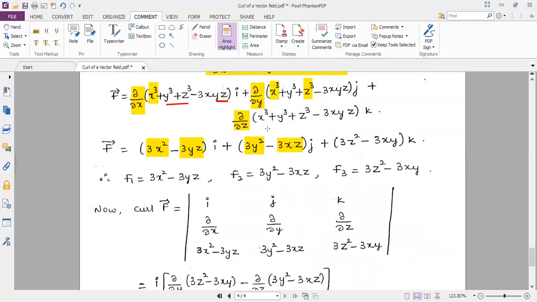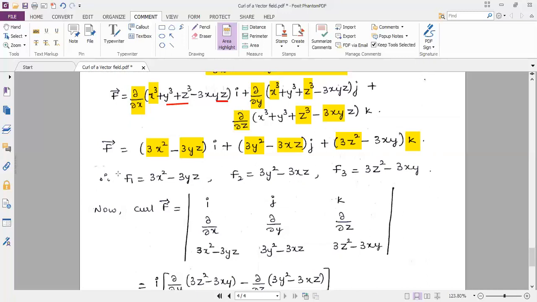The last term is the partial differentiation with respect to z. With respect to z, x³ + y³ differentiation is 0 because they are constants. z³ differentiation is 3z², minus 3xy is a constant, writing it down as it is. Differentiation of z partially with respect to z is 1, into k as it is.